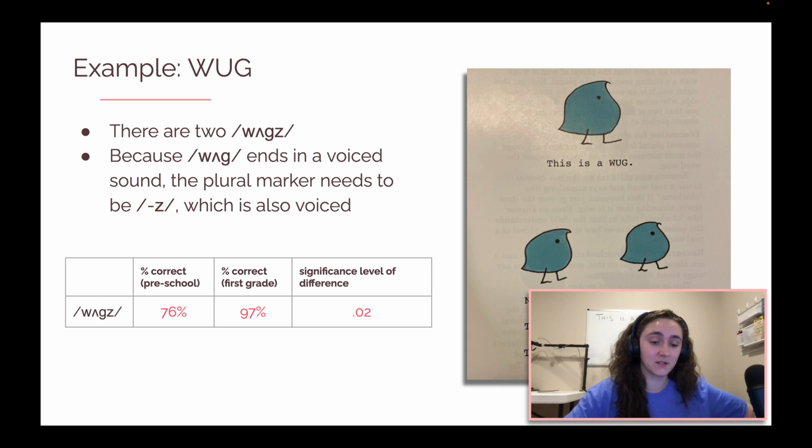And according to the results, 76% of preschool children got this correct, and 97% of first graders got it correct. So they did show that they were able to do this, a lot of them. Another example is heaf. There are actually two acceptable answers to this one.